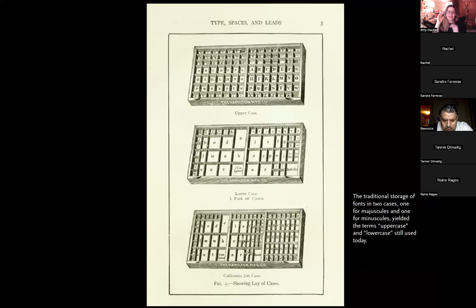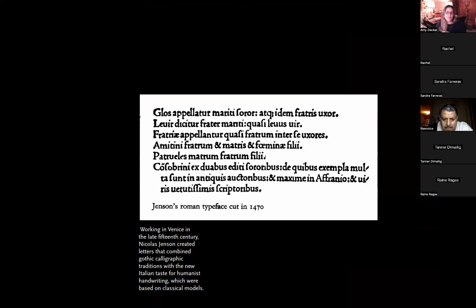But traditionally, the uppers were all in one case and the lowers were all in one case. And they were called uppercase, lowercase from this. So that's kind of a fun fact. That's where it comes from. So moving on.